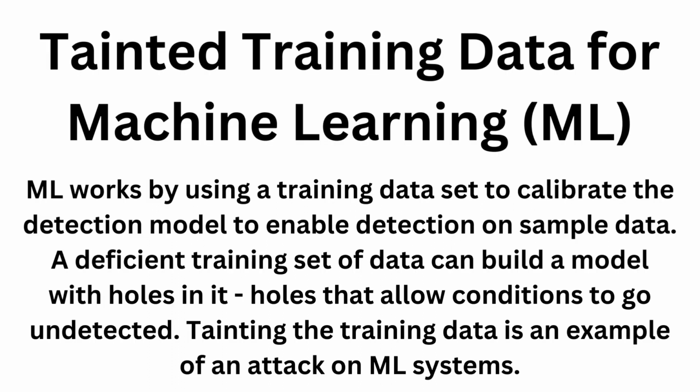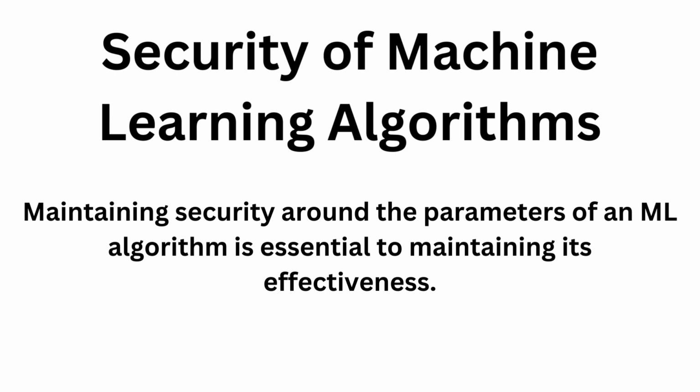Tainted training data for machine learning. Machine learning works by using a training data set to calibrate the detection model to enable detection on some sample data. A deficient training set of data can build a model with holes in it, holes that allow conditions to go undetected. Tainting the training data is an example of an attack on machine learning systems. Security of machine learning algorithms. Maintaining security around the parameters of a machine learning algorithm is essential to maintaining its effectiveness.